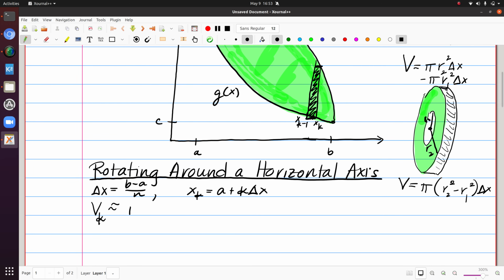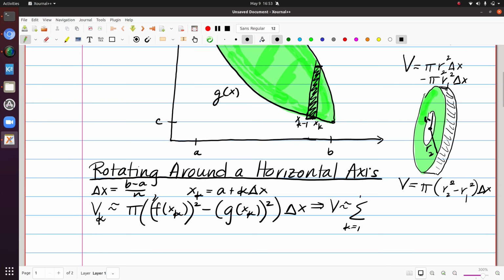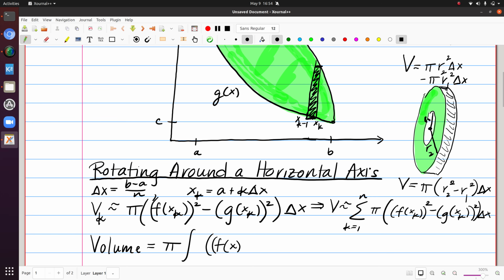So from my washer formula, I get pi times the outer radius, which is f of x sub k. We want to square that, minus the inner radius, g of x sub k squared, all times delta x. And again, we could sum all of those together to get an approximate volume. So sum all n washer volumes, and then let n go to infinity. And we're going to get a definite integral. So if I want to find a formula for the volume exactly, I'm taking pi, again, just like the disk method, but I have a difference of square functions.